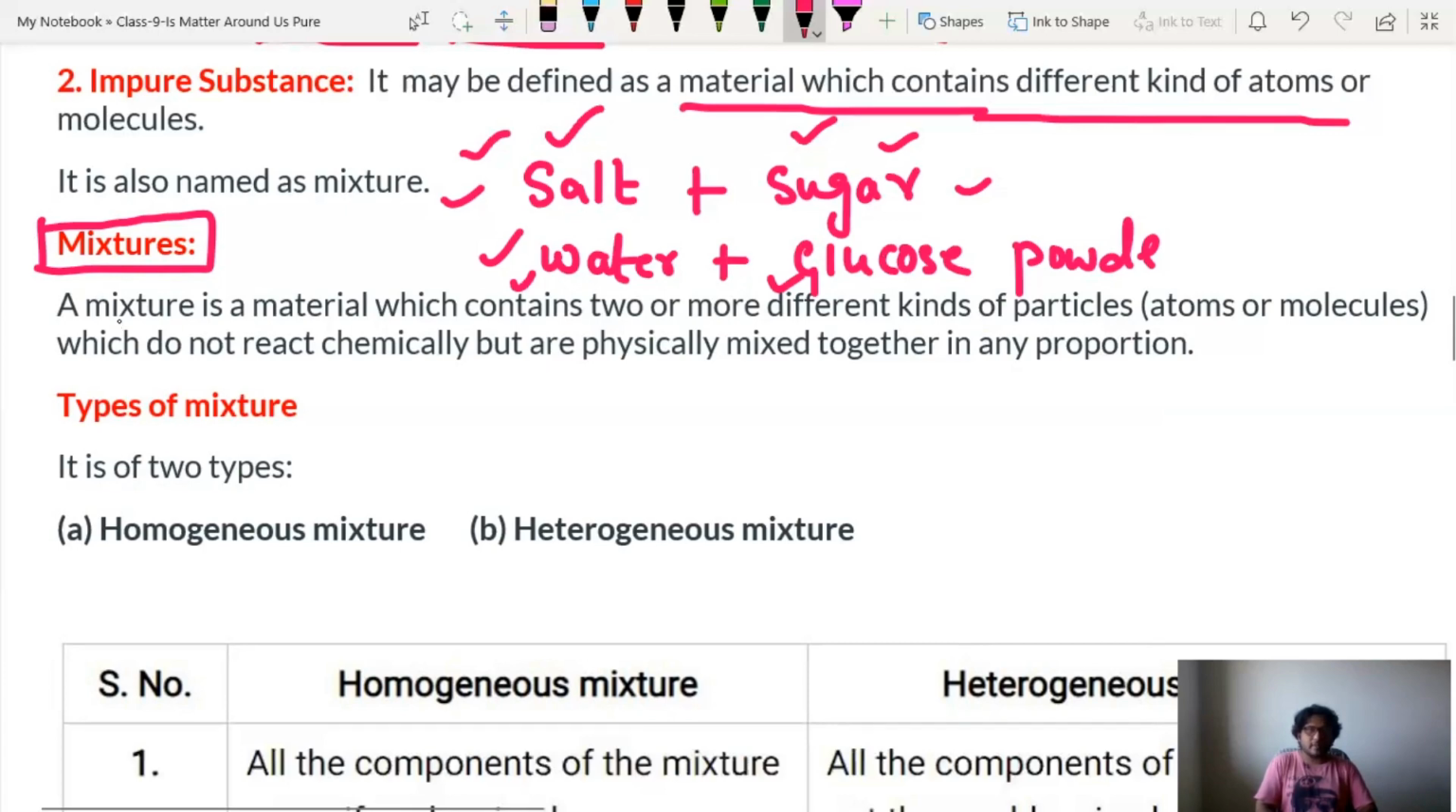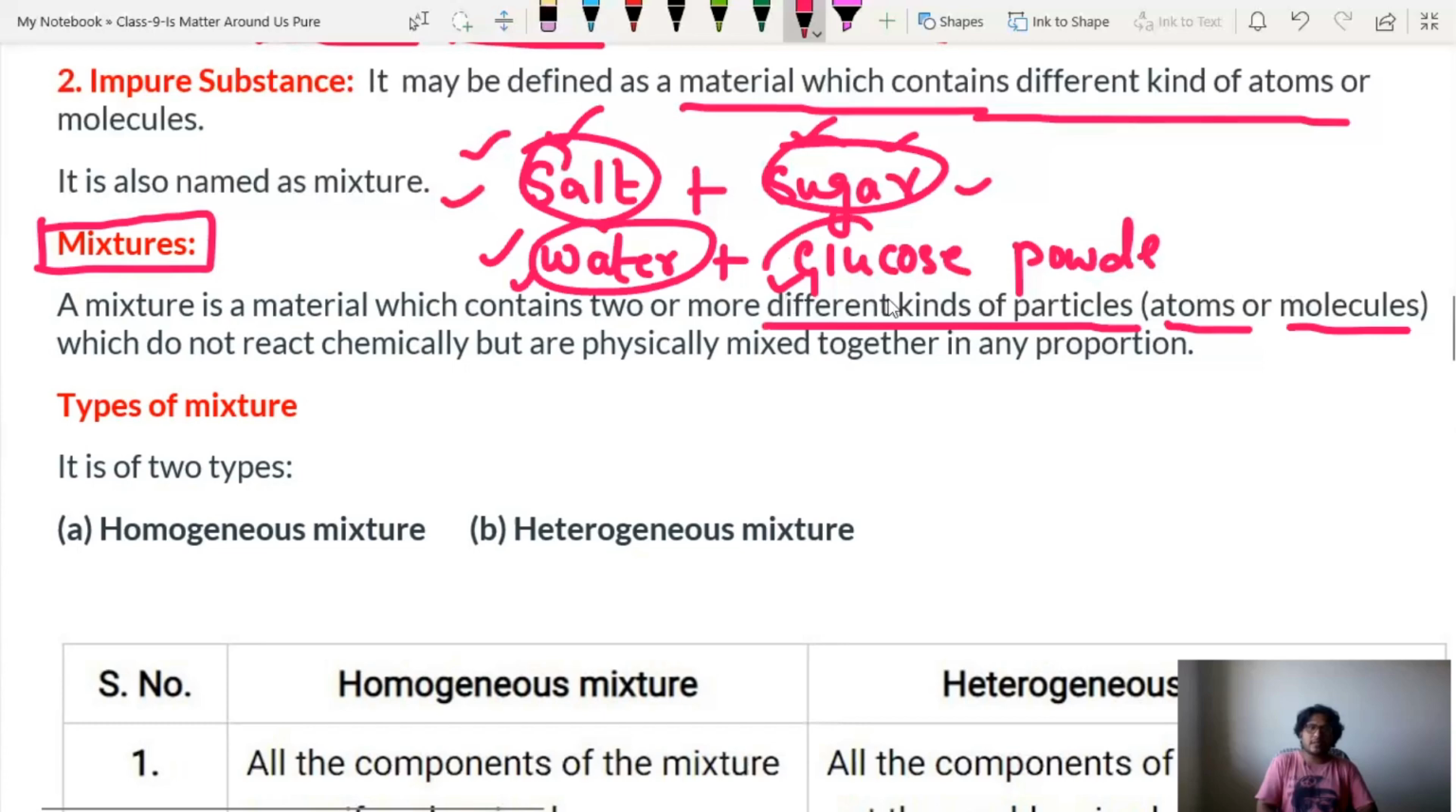So what is meant by mixture? Mixture is material contains two or more different kinds of particles. We can say different atoms or different molecules. Here we are considering two molecules, salt molecules and sugar molecules, water molecules and glucose molecules. If two different molecules are combining together, we can call it as mixtures which do not react chemically but physically mixed together in any proportion.